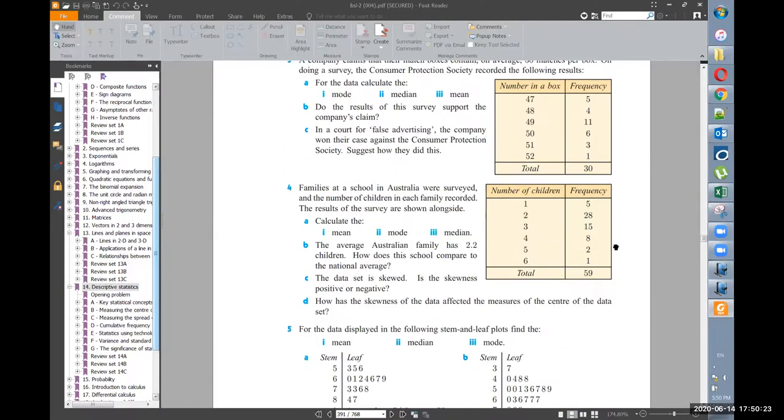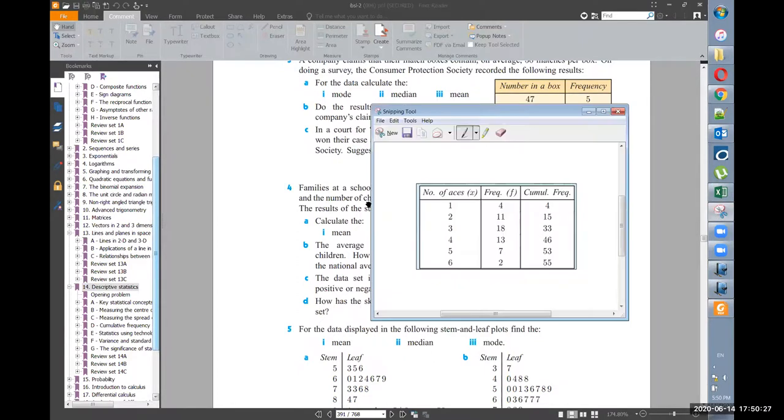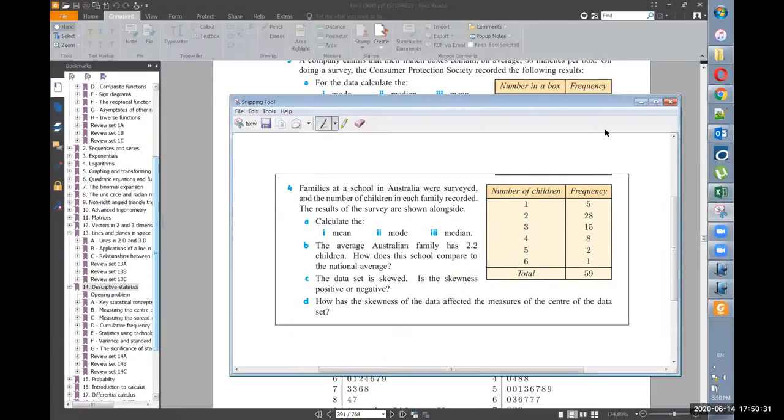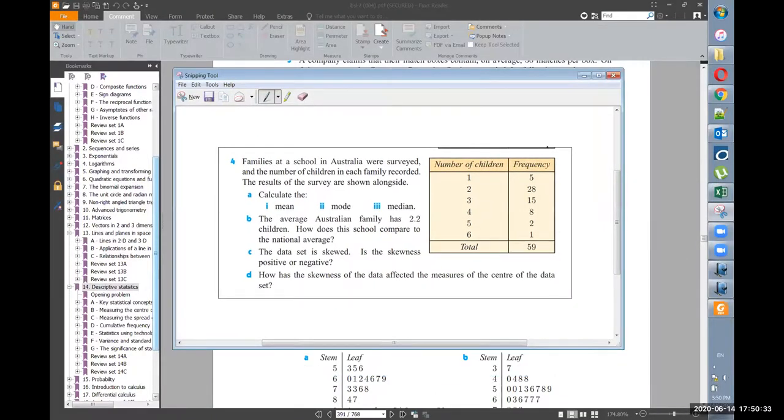All right, so let me just demo with a question. So in here, question four, families at a school in Australia were surveyed and the number of children in each family recorded. So number of children, so yeah, five families of one child, 28 families with two children.